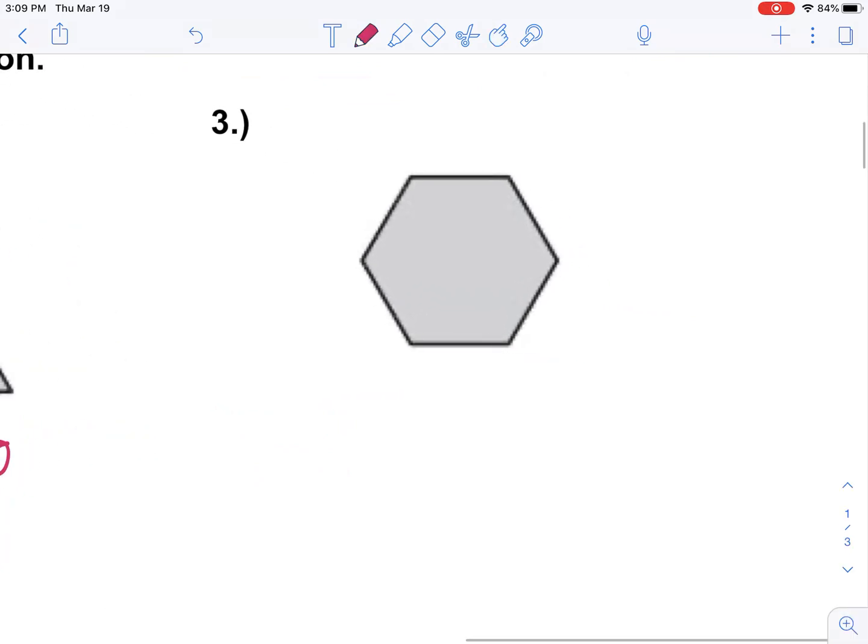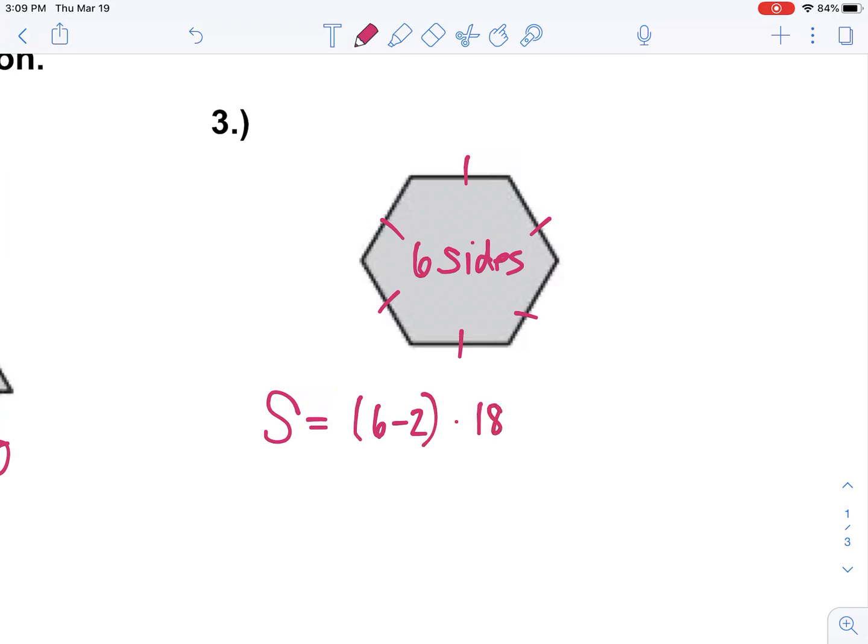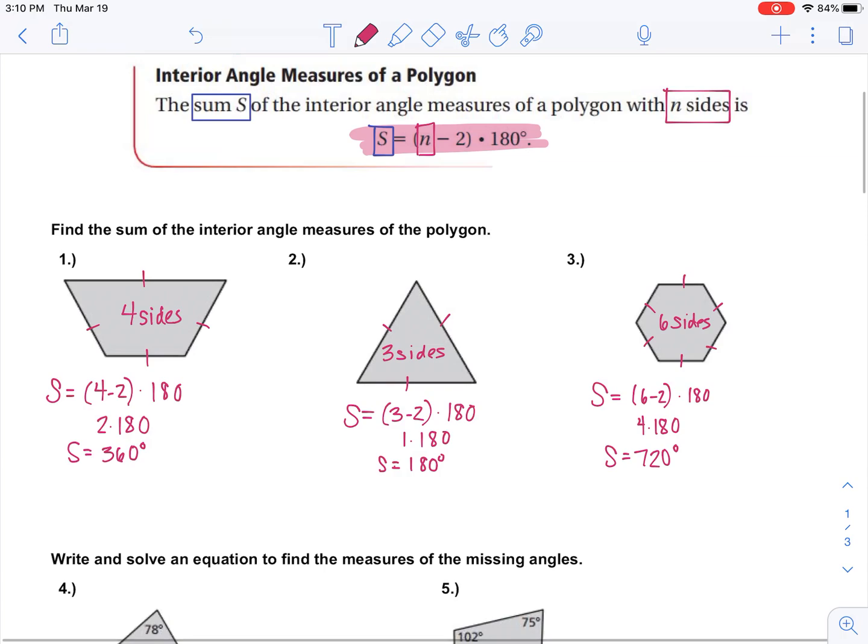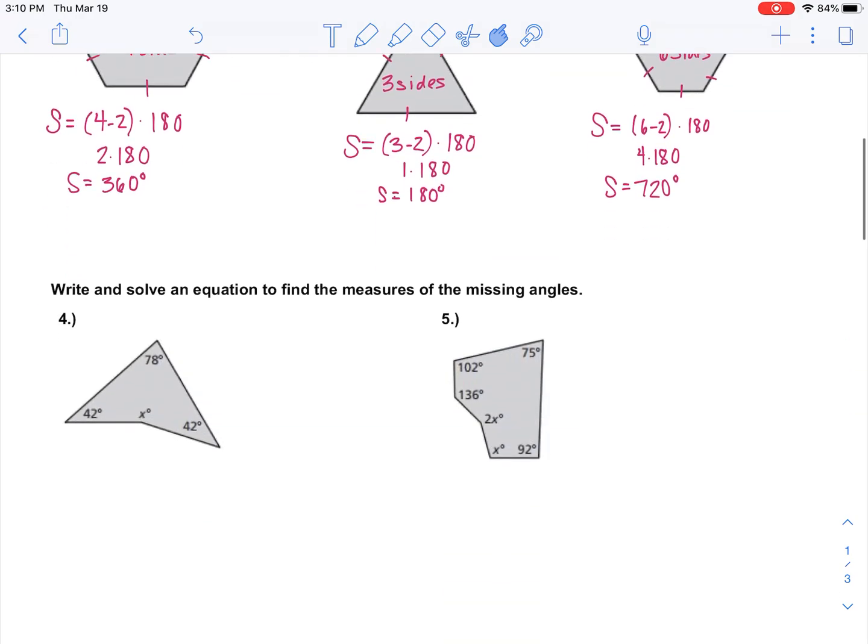So we're going to focus in on this hexagon. We know that hexagons have 6 sides. So the total sum is 6 minus 2 times 180 degrees. For that, we get 4 times 180. So a total sum of 720 degrees for any 6-sided polygon. So that's kind of the basics for this lesson. Now moving on, we're going to see some where we need to find the total measure that it would equal in order to find the missing angle measure.